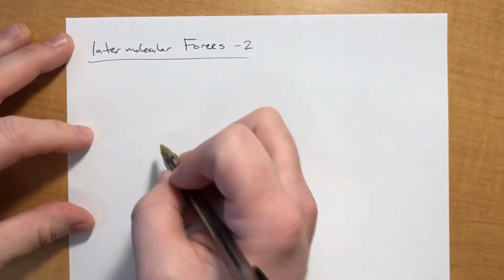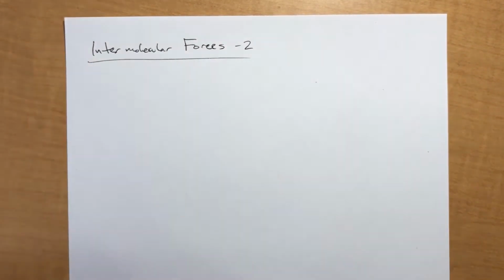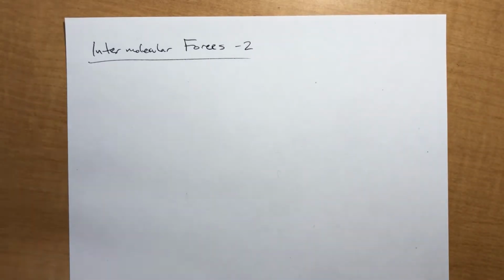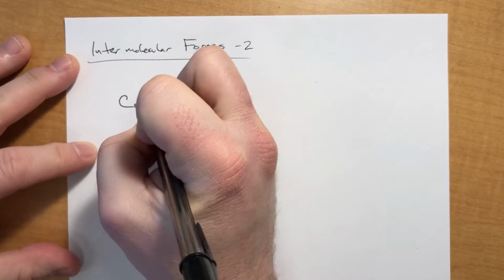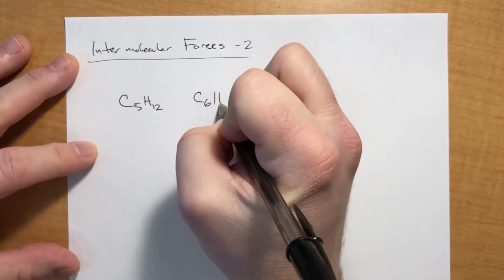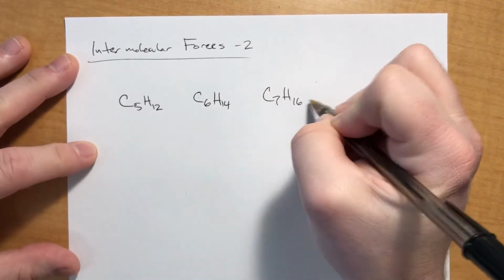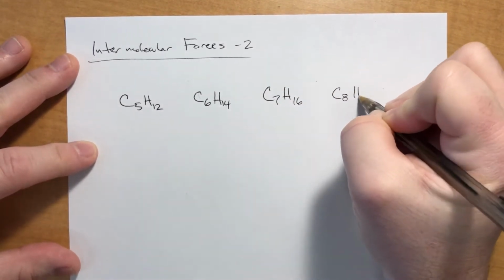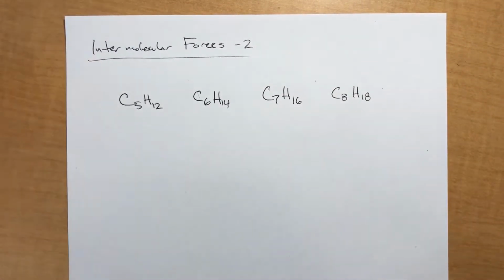So let's look at hydrocarbons. Anything that's just carbon and hydrogen tends to be a completely nonpolar molecule. But what we see is that if you have C5H12, that's pentane, C6H14, C7H16, and C8H18. So pentane, hexane, heptane, octane, doesn't matter. You're not taking organic right now, so it doesn't really matter what they're called.